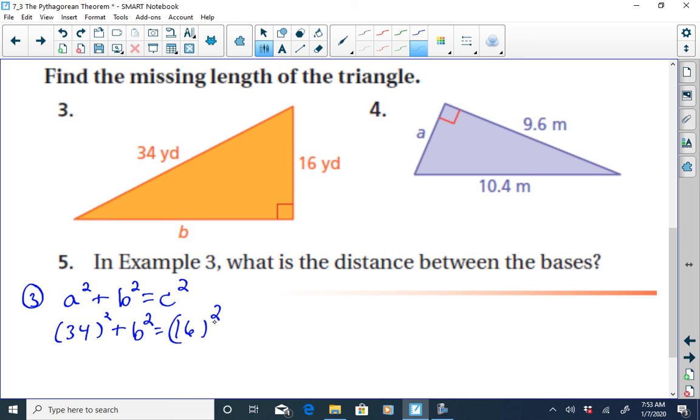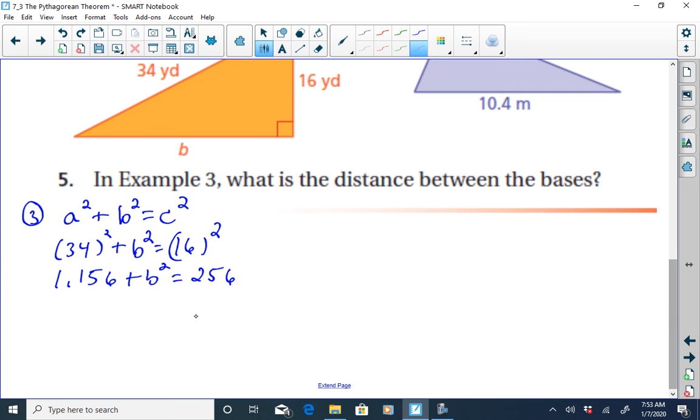Let's do 34 squared, 34 times 34. That's going to be 1,156 plus b squared is going to be equal to 16 squared. That's 256. We want to solve that equation for b. And then, I made a mistake there.